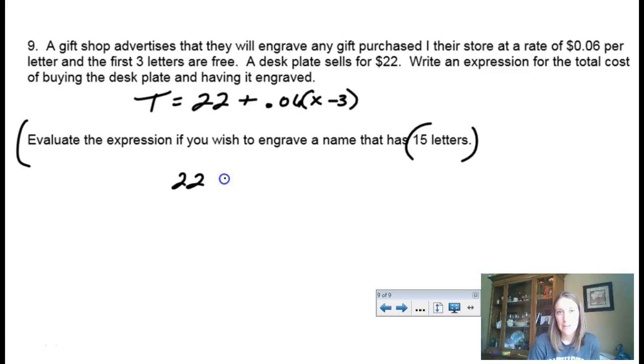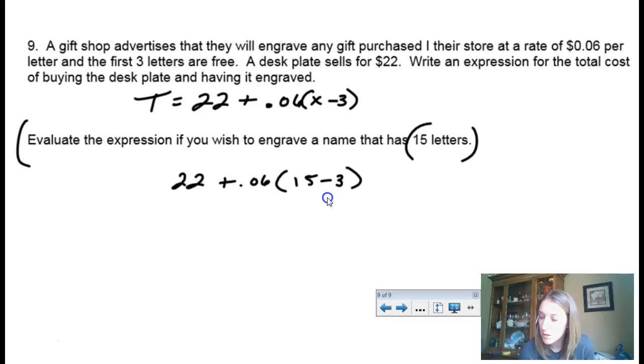So $22 plus 6 cents. If I engrave 15 letters, that's great, but I'm only paying for the 12 letters there. $22.77.